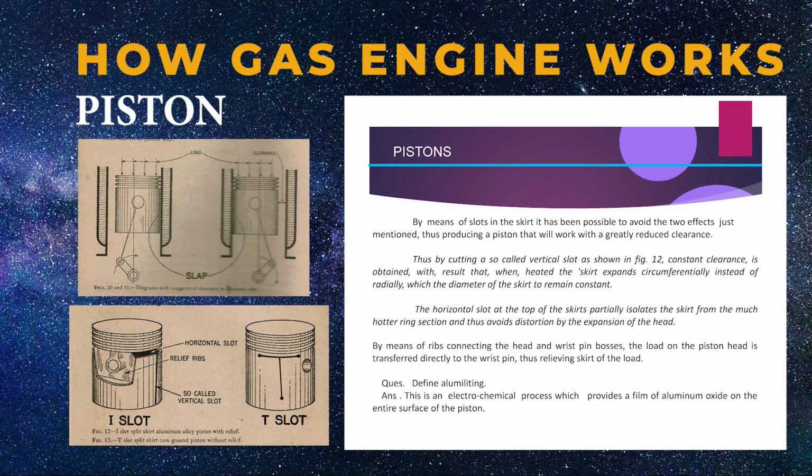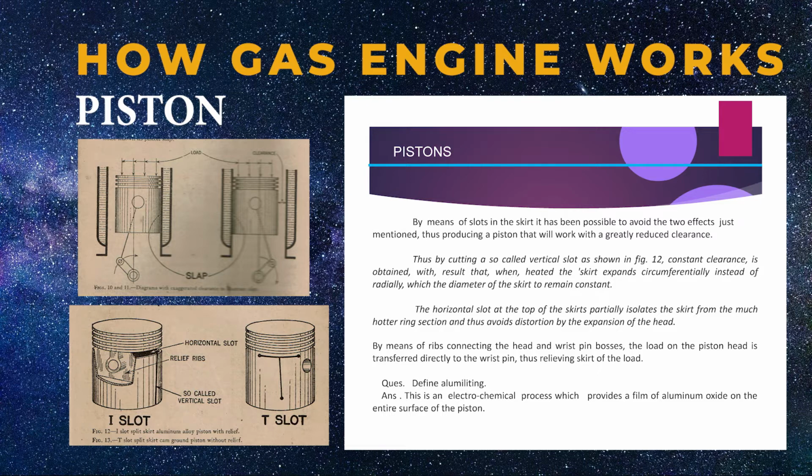By means of slots in the skirt, it has been possible to avoid the two effects just mentioned, thus producing a piston that will work with a greatly reduced clearance. Thus, by cutting a so-called vertical slot as shown in Figure 12, constant clearance is obtained, with the result that, when heated, the skirt expands circumferentially instead of radially, which allows the diameter of the skirt to remain constant. The horizontal slot at the top of the skirt partially isolates the skirt from the much hotter ring section and thus avoids distortion by the expansion of the head.